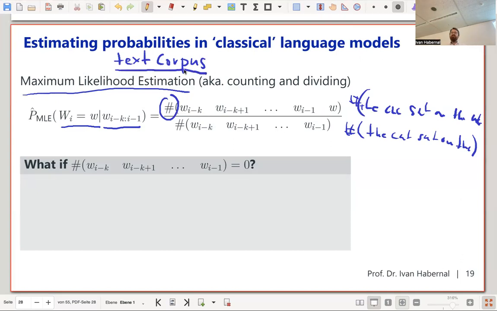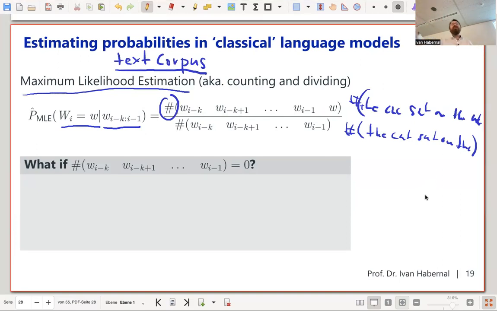And it's just plain text. It's just news articles, whatever, books. So you've got billions of words, billions of tokens. And you count the number of occurrences of the cat sat on the mat. So how many times do you think you will see the cat sat on the mat? Maybe not at all.